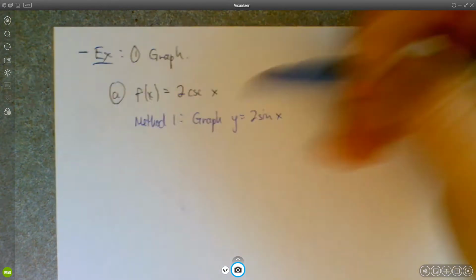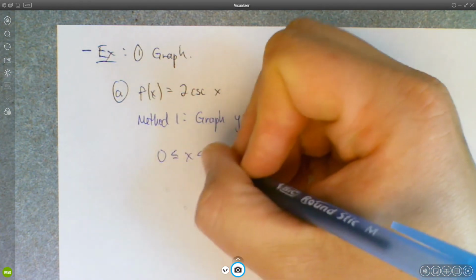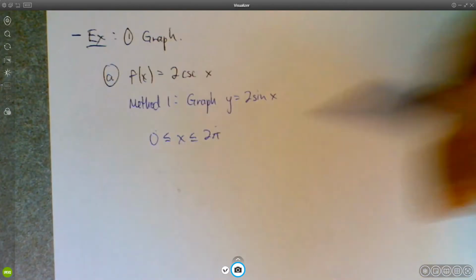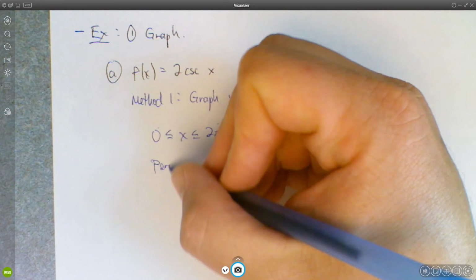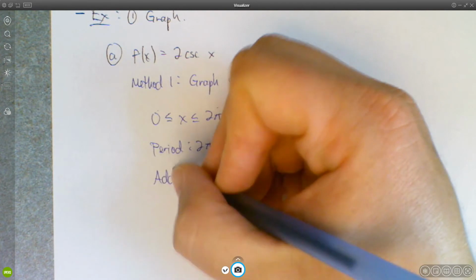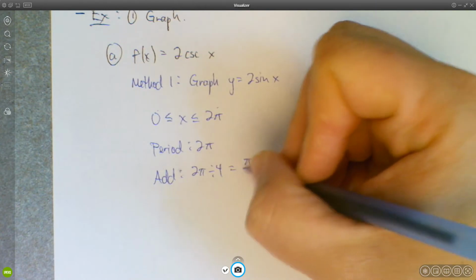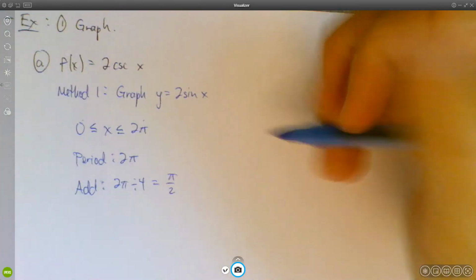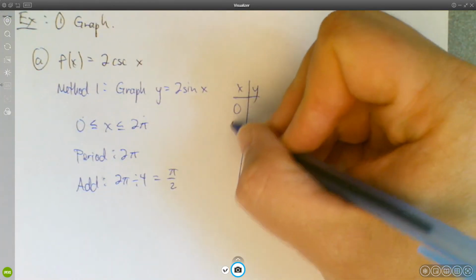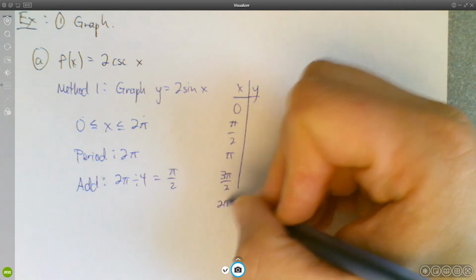So to graph 2 sine x, we would say 0 less than or equal to x less than or equal to 2 pi. So that gives you your starting and stopping point. And the period is obviously 2 pi. And therefore, the thing that you're going to add is 2 pi divided by 4, which would be pi over 2. Make a little table of values: 0, pi over 2, pi, 3 pi over 2, 2 pi.